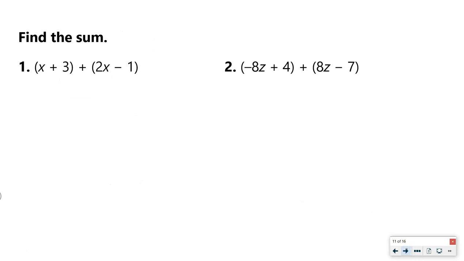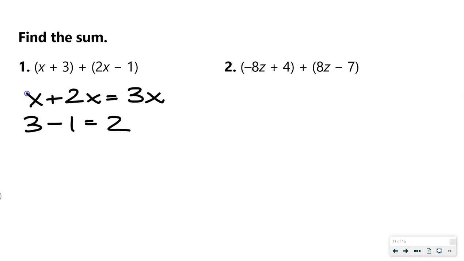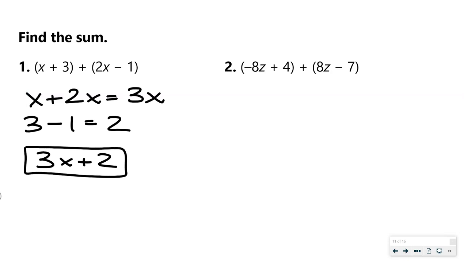All right. Find the sum. We have x plus 2x, 3x, 3 minus 1 is 2. 3x plus 2 is our final example. Remember, when it's the addition sign, the signs will stay the same.